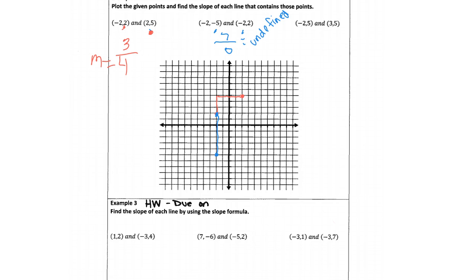I want you to try number 3. Try that third one. All right, so hopefully you got a rise of 0 because it's not going up or down, but it is going to the left 5. You may be thinking, doesn't that make it undefined? No, again, undefined is only when your 0 is in the denominator. Our 0 is in the numerator, so that makes it just 0. So our slope in this case is just 0.